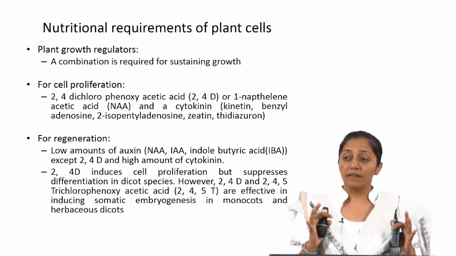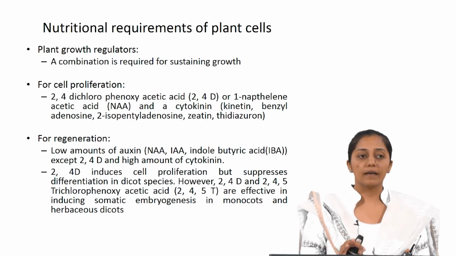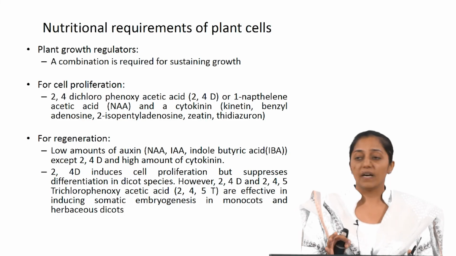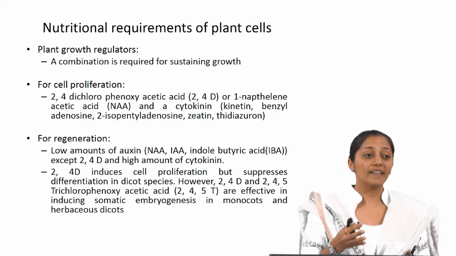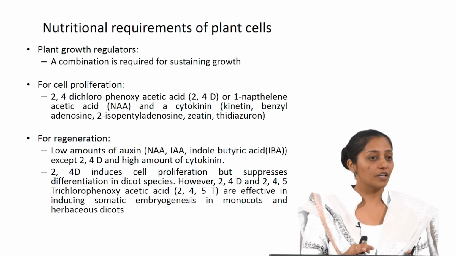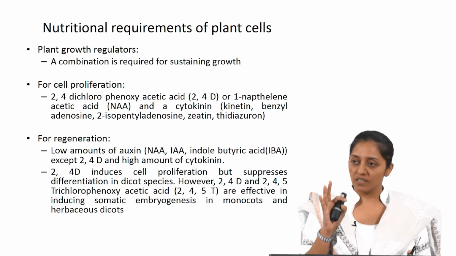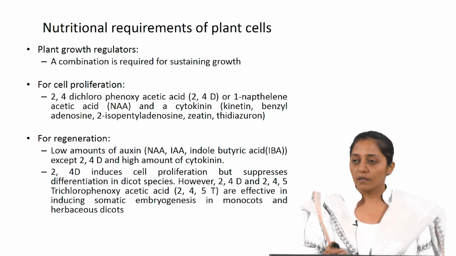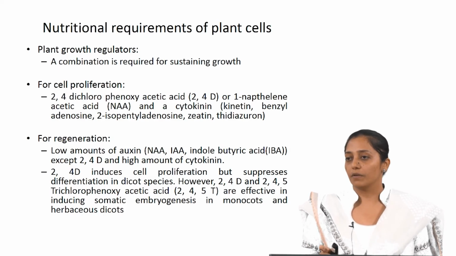So, now some general guidelines, but let me tell you, these guidelines are general because for most species they have been found to work, but depending on what species you are working with, you can take it as a guideline, but it is not necessary that the same concentration or the same hormone would work in that particular species. So, optimization is still essential. So, what are these general guidelines? A combination of plant growth regulators is required for sustaining the growth of in vitro cultures.